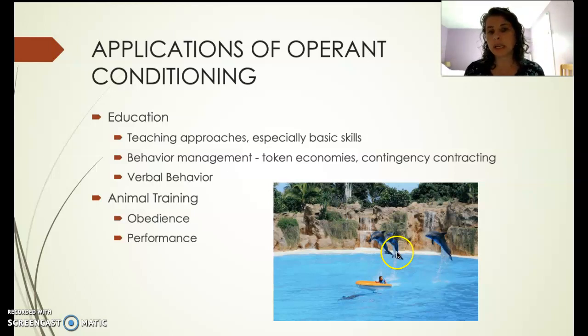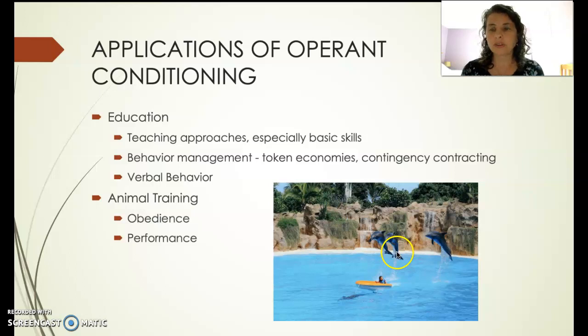Teachers will implement token economies, and token economies are also implemented in prison settings and institutional settings to keep people behaving, following the rules. Contingency contracting is another example of how it's used for behavior management. Sometimes a student and an adult in a school will make an agreement that if the student performs a certain behavior at a certain level, they will receive a pre-selected reward. And so contingency contract is another behavior management technique that is based on operant conditioning.